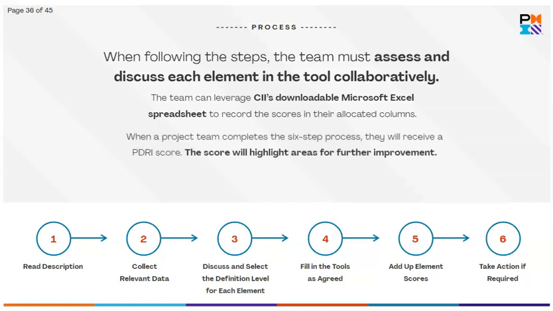When a project team completes the 6-step process, they will receive a PDRI score. The score will highlight areas for further improvement. The onus is on professionals to develop an action plan and take corrective actions on items that need improvement. Click to download the PDF for information on each of the 6 steps.